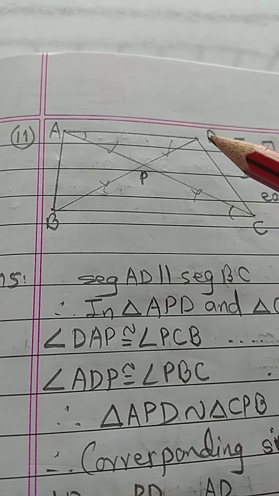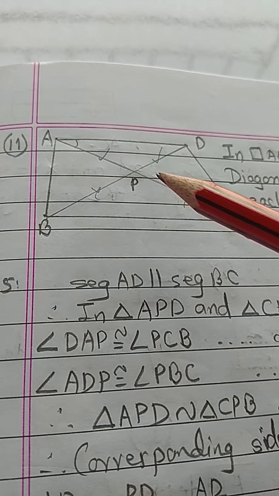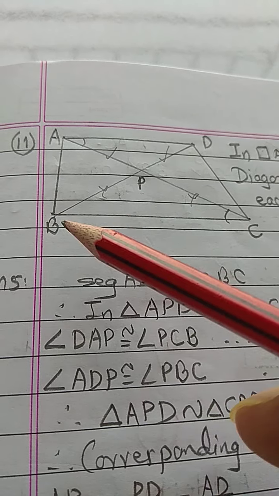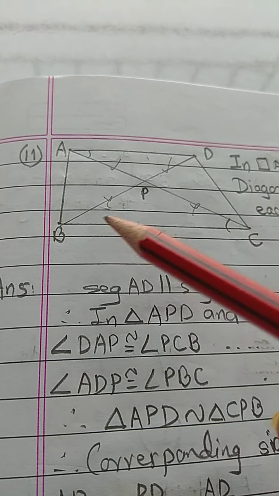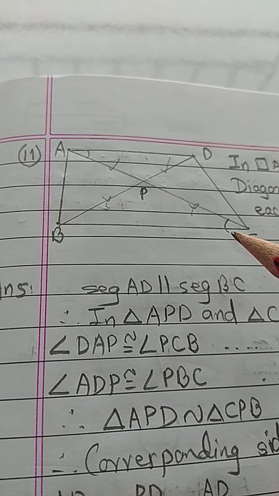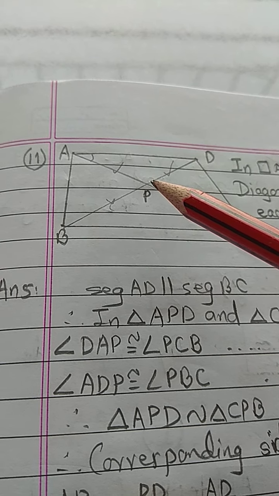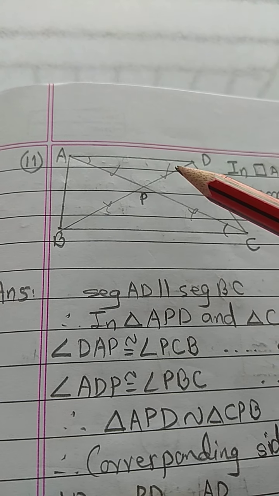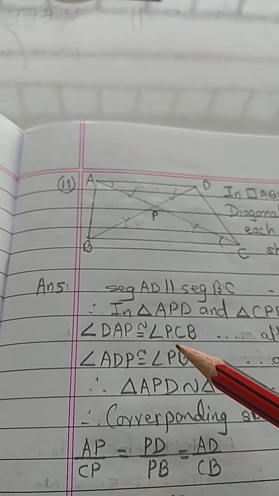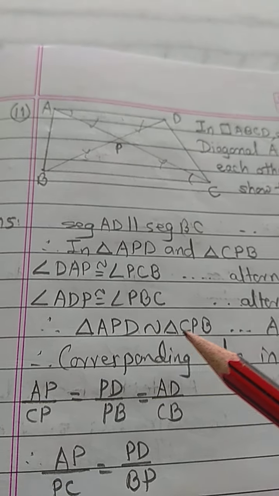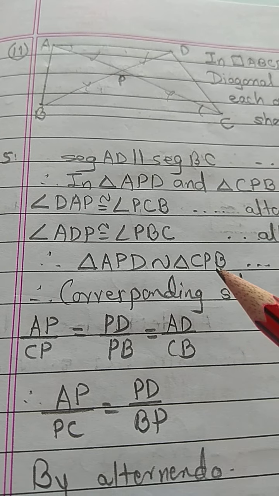In triangle APD and in triangle CPB, angle DAP is congruent to angle PCB, alternate angles. As given, AD is parallel to BC, so alternate angles are congruent. Angle ADP is congruent to angle PBC. Once again, alternate angles. As two angles are congruent, therefore these triangles are similar. So triangle APD is similar to triangle CPB.